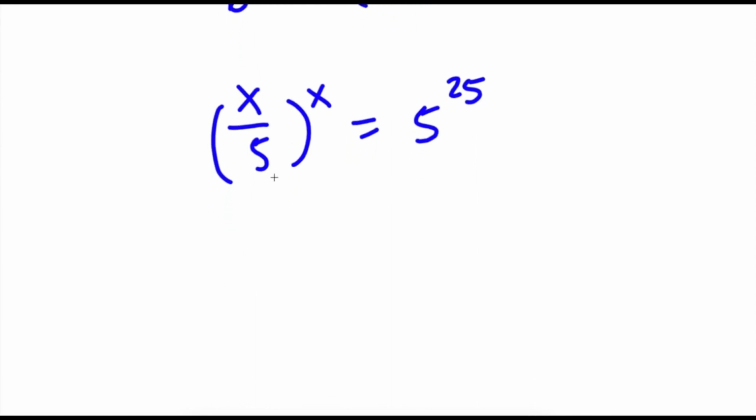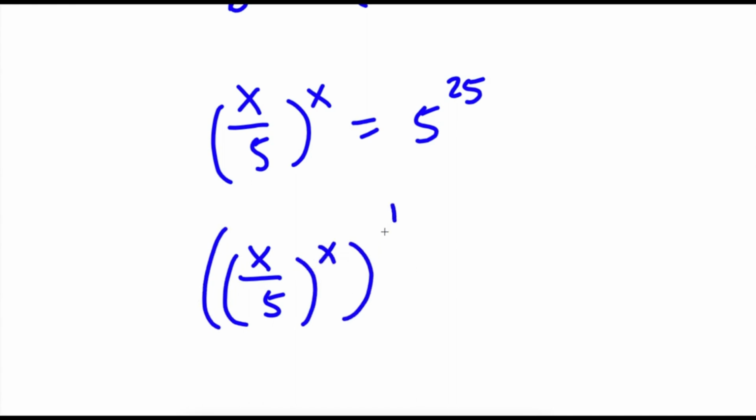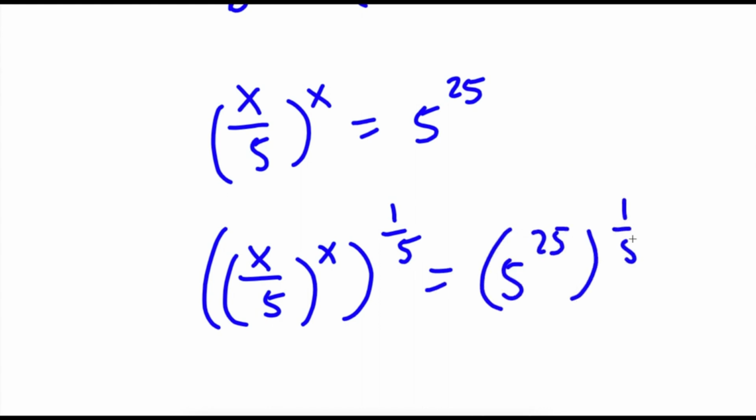Now, if I take the power of 1 over 5 on both sides, I get (x over 5 to the power of x) to the power of 1 over 5 is equal to (5 to the power of 25) to the power of 1 over 5.